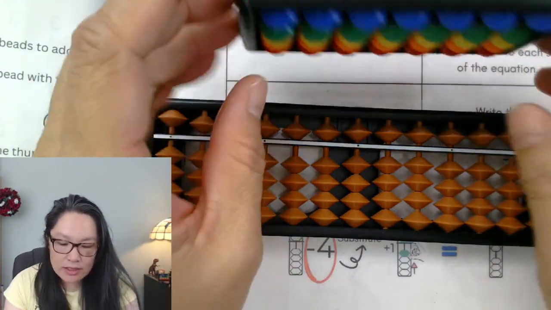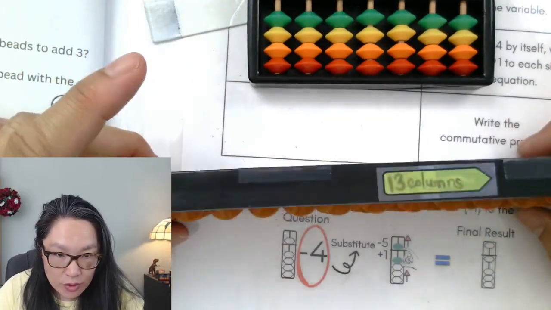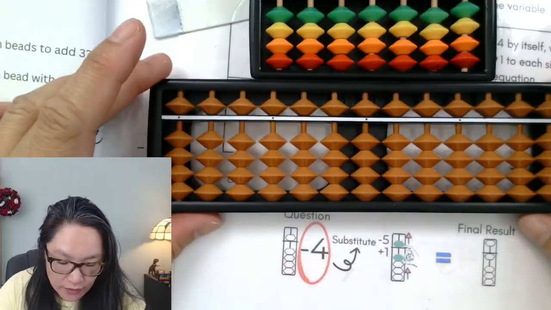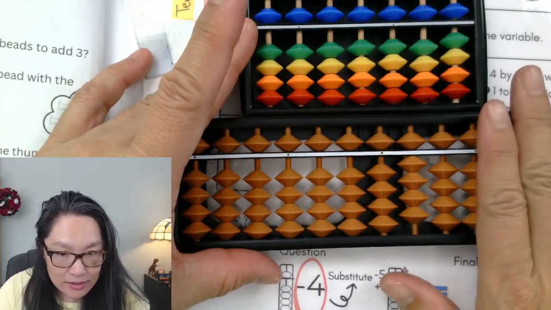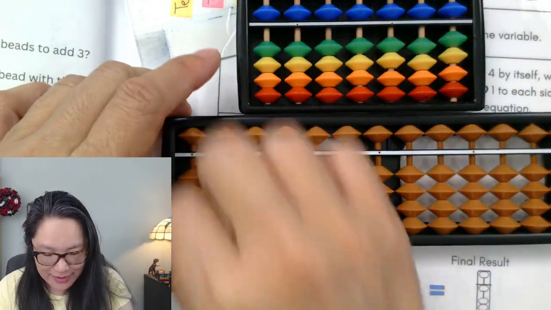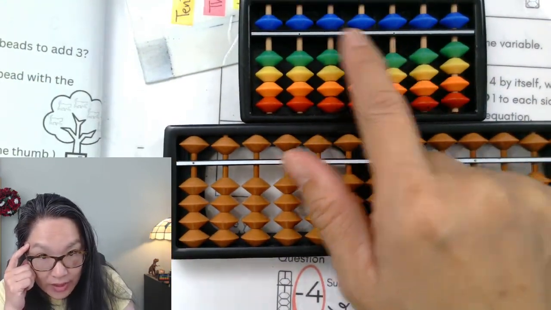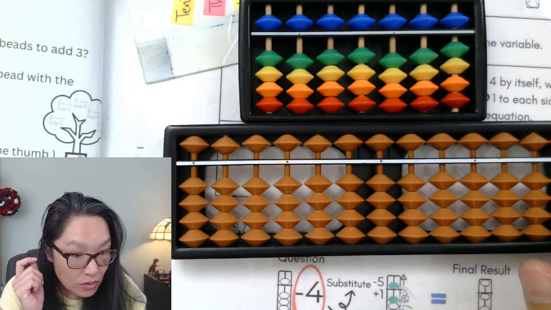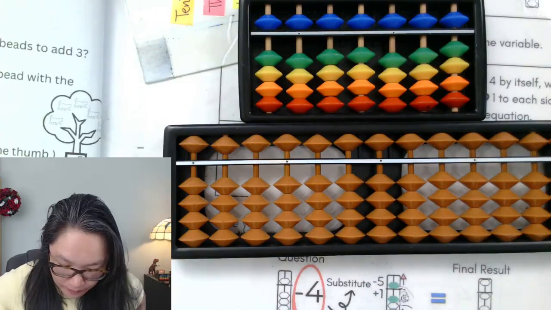So this one is a 7-column abacus, and this one is a 13-column abacus. The only difference is not the colors, it's the size, because size matters. The reason why is, if you notice, I only have 2 labels, one here and one here.